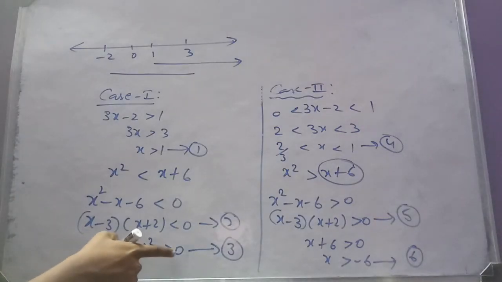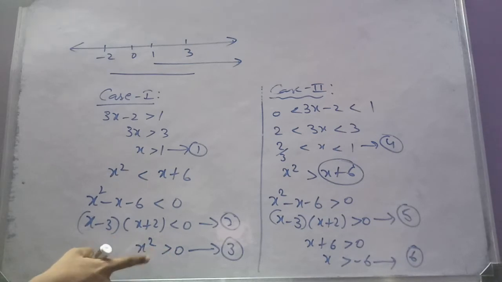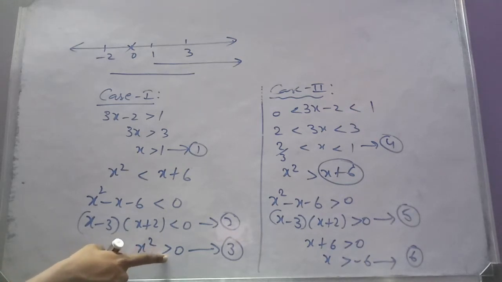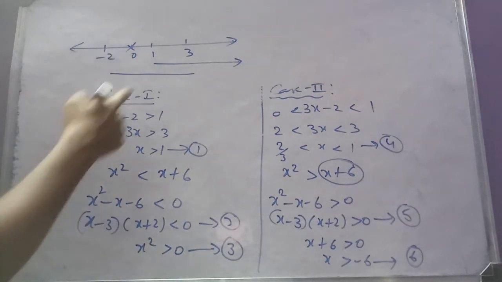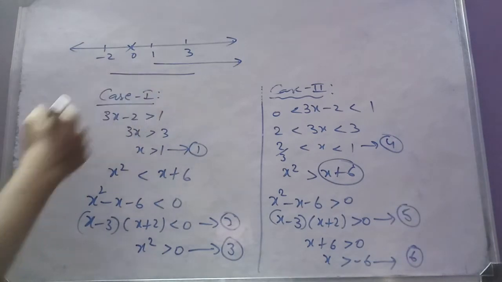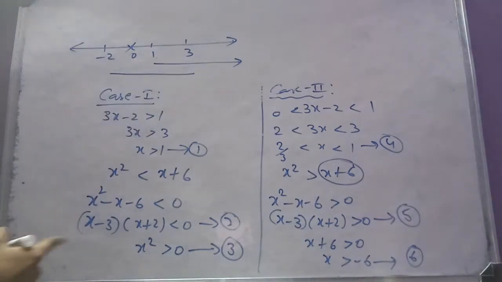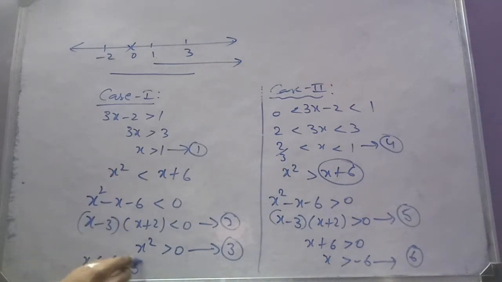And we know that x square is always greater than 0 except at the input 0. So do not consider 0. And where do we have two lines here, dear students? The two lines are present in the interval 1 to 3, right? Therefore the solution set of case 1 is x belongs to (1, 3) with open brackets.